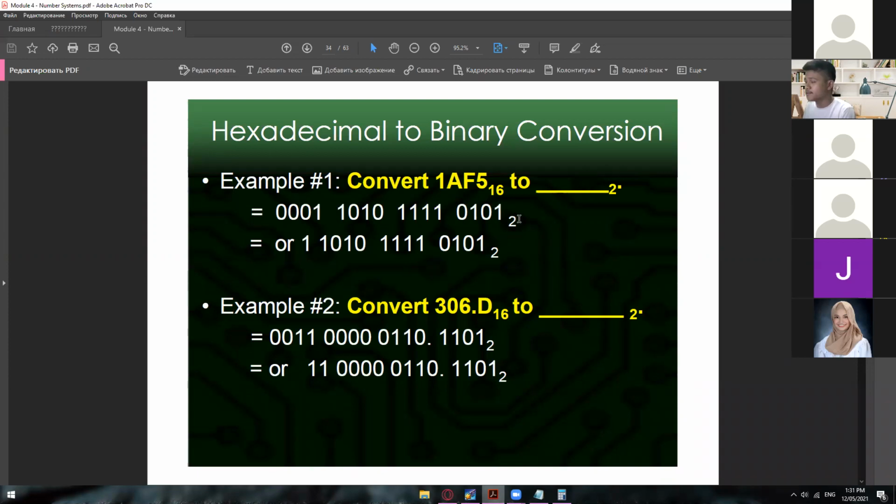Okay, so that's it already. That's the final answer. You can already have this one as your final binary conversion. Or if you want a more simplified or more compact answer, you can remove the leading zeros right here, so it will not affect the value of your final answer. You can write it as something like this: 1 1010 1111 0101 base 2. So clear so far on how to convert hexadecimal to binary?